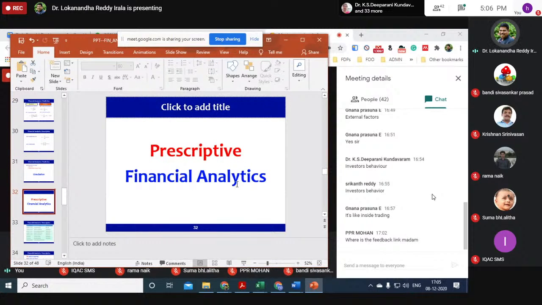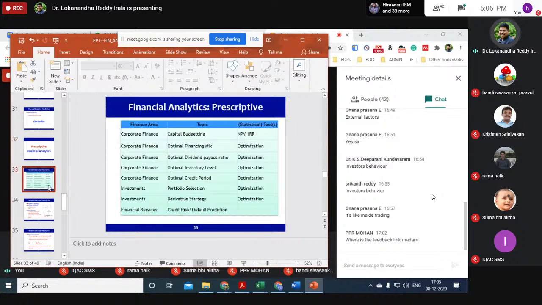Coming to the last leg, which we call prescriptive analytics, I'm going to show you a couple of examples. Here is the list within corporate finance: you have the capital budgeting techniques like NPV and IRR, which actually tell you whether a particular project has to be accepted or not. Then, within corporate finance, you have capital structure decisions, which decide the optimal financing mix. You also have optimal dividend ratios, optimal inventory level, and optimal credit period to be decided. These are all part of your corporate finance.